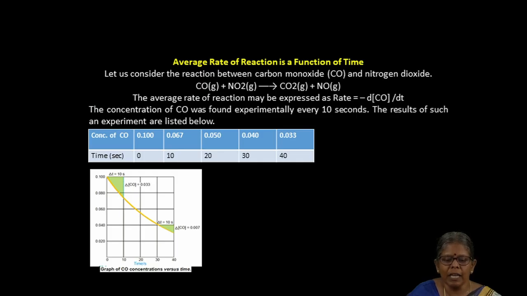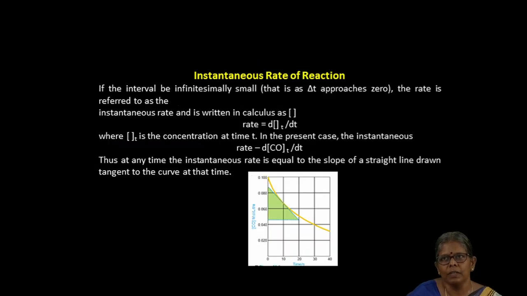For that, the time gap between the measurements of the concentration of the reactants has to be decreased. That is, for small variations of time, we measure the concentration and then plot a graph between them. Then the slope of the curve, or the slope of the tangent to the curve, has to be measured. That is the instantaneous rate of a reaction. For this, the time interval has to be made infinitesimally small, that is, the change in time should be nearer to 0.